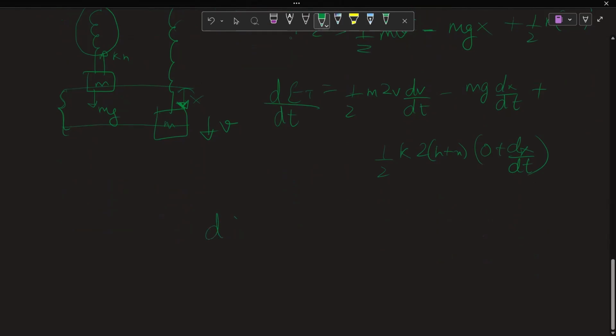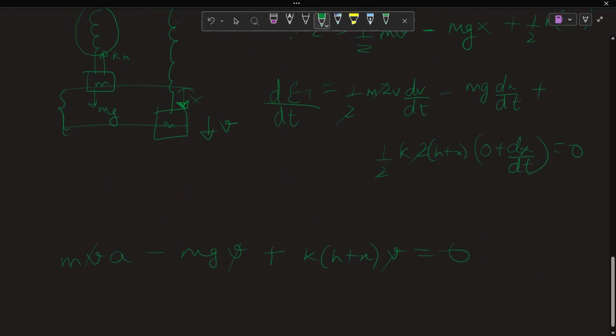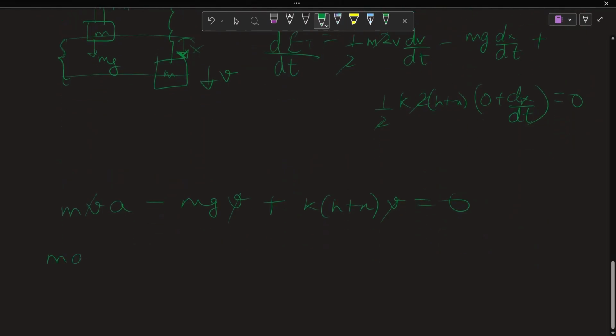So dE/dt should be equal to 0, right? Cancels out, cancels out. m v dv by dt, where dv by dt is acceleration, minus mg dx by dt, where dx by dt is velocity, plus k (h plus x) into dx by dt, velocity, equals 0. Velocity cancels out because, of course, at this point it must not be 0. So m a minus mg plus kh plus kx is equal to 0.